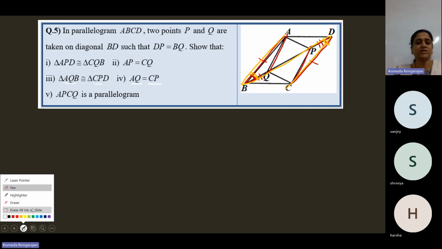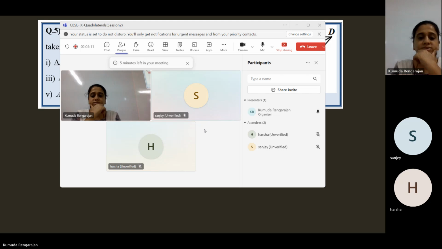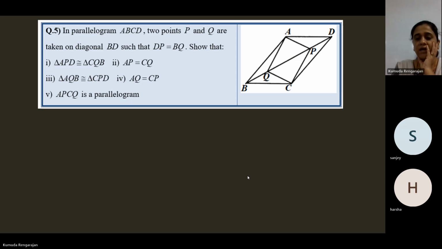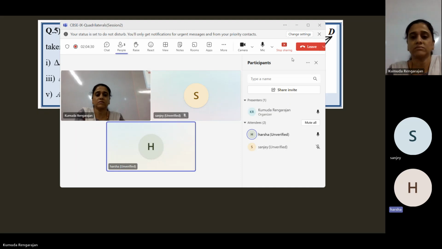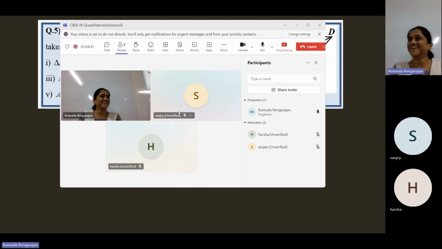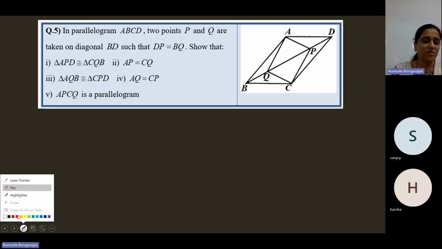Okay, somebody online tell me, how do you show that it's a parallelogram APCQ? Yeah, Harsha or Sanjay. Sanjay, tell me, why is it a parallelogram APCQ? Don't know, miss. Don't know. What a bold answer. Okay, let's know that now.